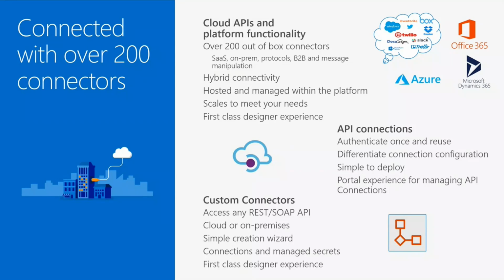API connections are authenticate once and reuse, and it's very simple to deploy these things out. The portal experience is incredibly easy to use, and you can also do custom connectors. So if you have REST or SOAP, you have that as well. This enables you to very quickly and easily access data, events, and resources in app services, systems, protocols, and platforms, usually without writing much, if any, code.